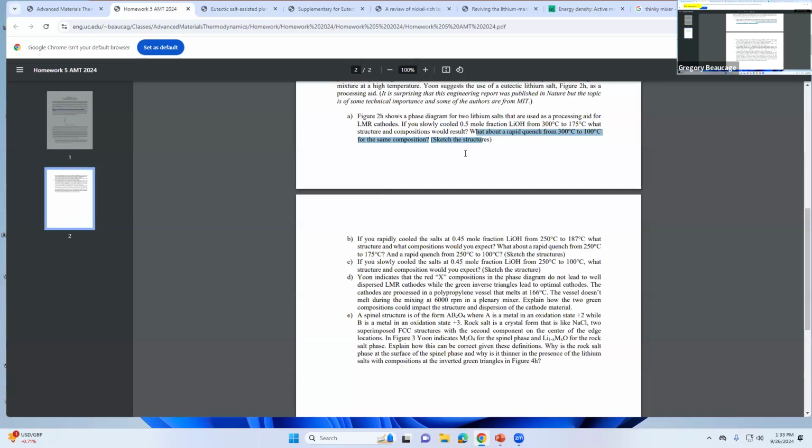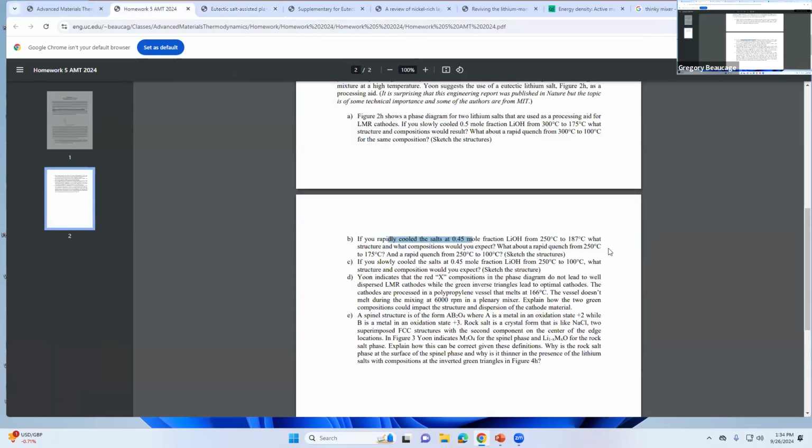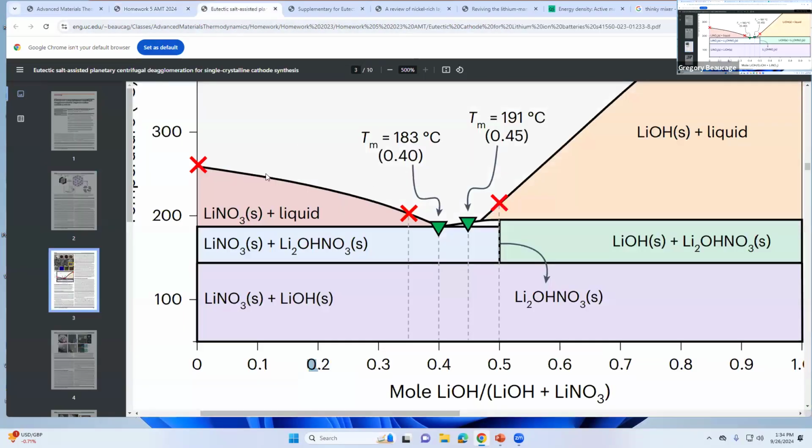So that's A. If you rapidly cooled at 45%, from 250 to 187, what structures do you expect? So, the minute I leave, I forget what it said. 187, 250 to 187. The 250, 45% is right at that green dot. The 187, so this is 183, so it's going to end up in the middle of this little ditty thing here.